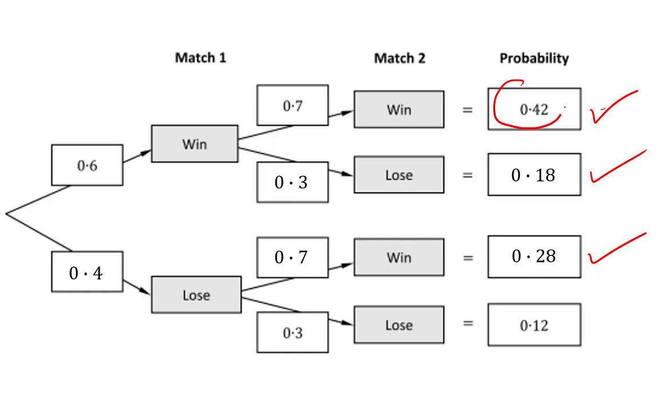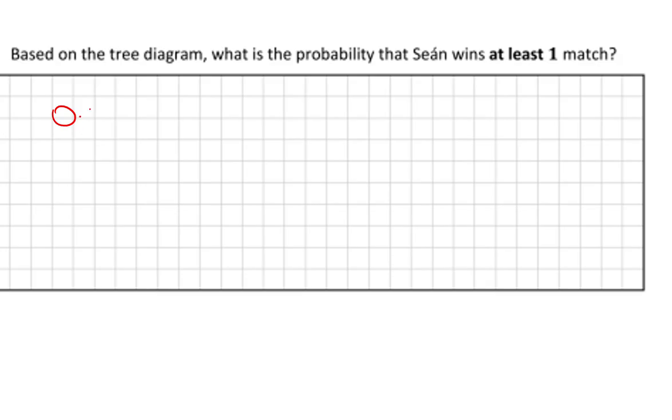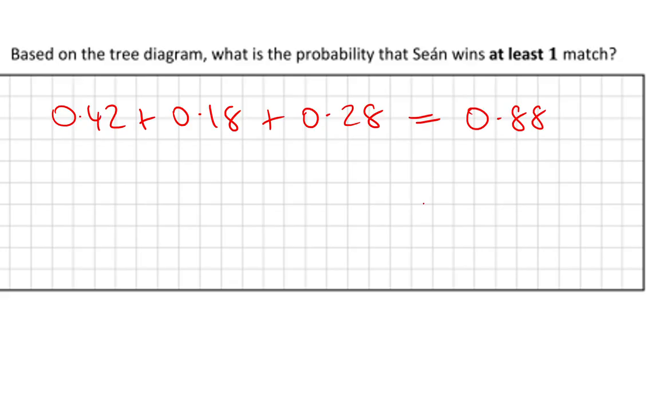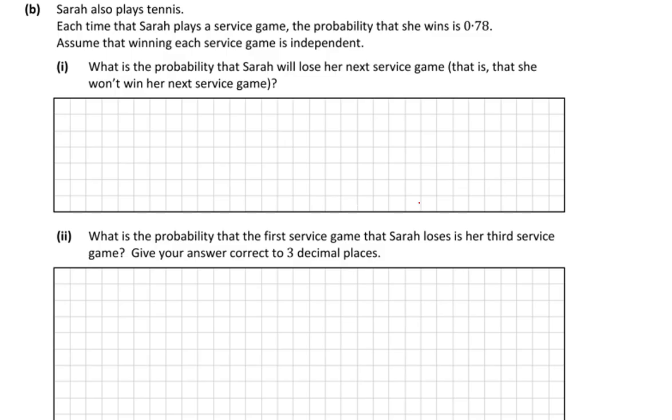That's the big one that people would miss out on. They think, oh, 2 matches, that's not at least 1, but that is included. So, quite simply, that's our answer. 0.42 plus 0.18 plus, is it 0.28? Yeah. And you get an answer of 0.88. Done? Happy? Is that right? I didn't make a mistake there. Job done. Next question.